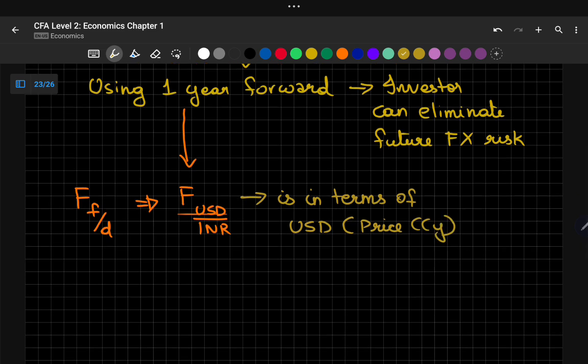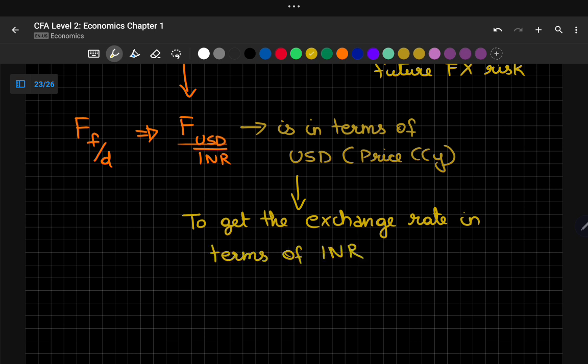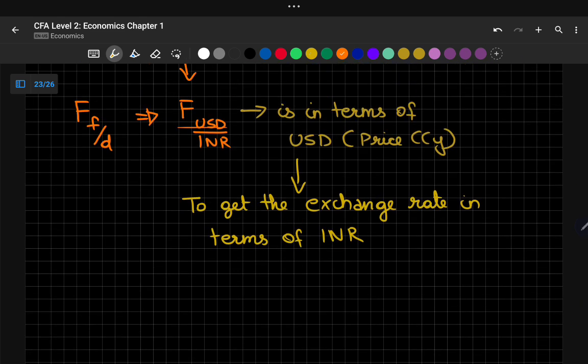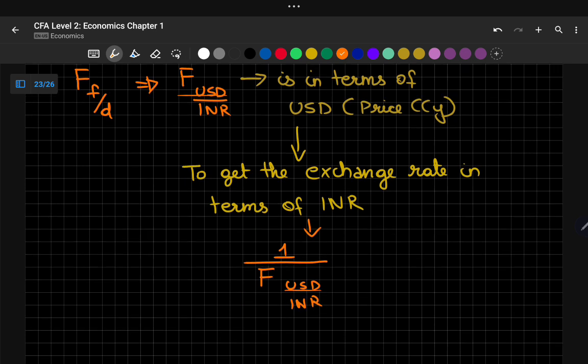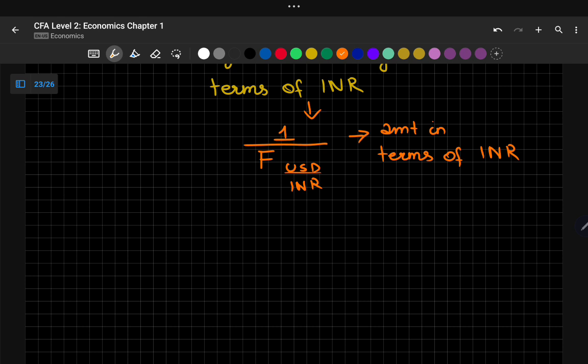So now to convert it back to INR, I would require the amount in terms of INR, right? To get the forward exchange rate in terms of INR, it is very simple. I will invert this amount. So 1 by the forward rate of USD to INR would give me the amount in terms of INR. Okay, so that's what we will do. So now at the end of year one, hence, this is the important point.